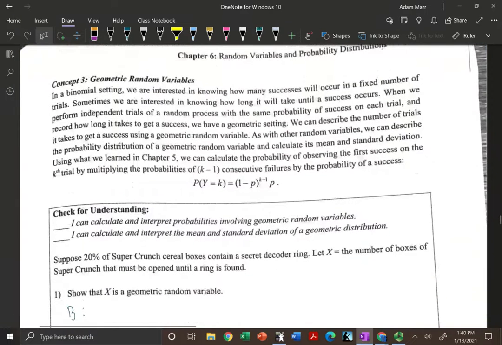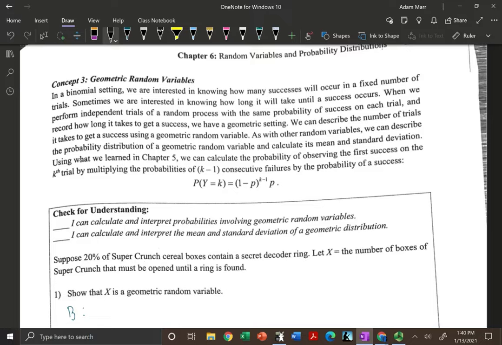Let's go to the third one right here. Now we're on geometric random variables. In a binomial setting, we're interested in knowing how many successes will occur in a fixed number of trials. Sometimes we're interested in knowing how long it will take until a success occurs. So geometric is basically you keep on going till you have that success and then you stop. When you perform independent trials of a random process with the same probability of success on each trial and record how long it takes to get a success, we have a geometric setting. We can describe the number of trials it takes to get a success using a geometric random variable.